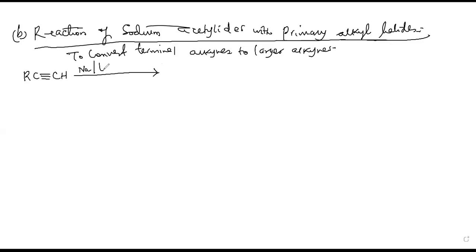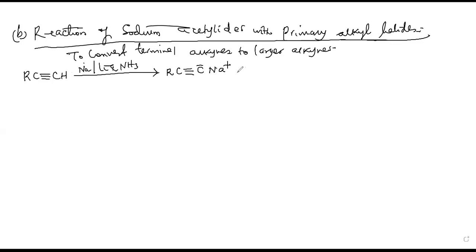First pass sodium in liquid ammonia. This converts it to an acetylide, RC triple bond C minus Na plus. An acetylide is where the sodium replaces the hydrogen to form an ionic compound. So that is the ionic compound you formed, and this is what we call sodium acetylides.